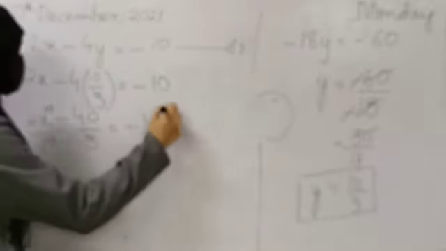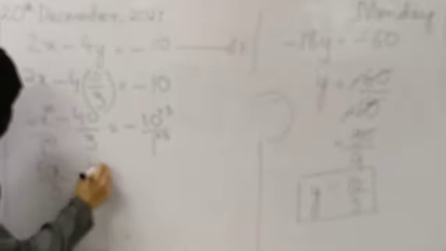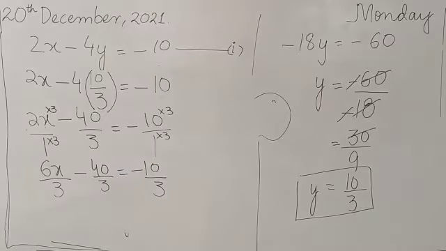We will multiply with 3, numerator and denominator both. Okay, so multiply them. We have 6 over 3 minus 40 over 3 is equal to minus 10 over 3. Minus 10 over 3 and minus 40 over 3 both are constants.